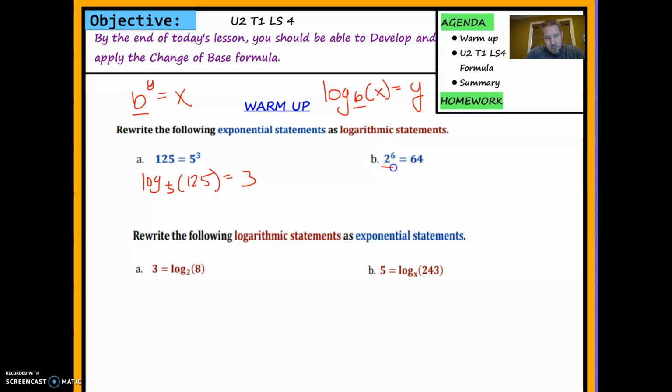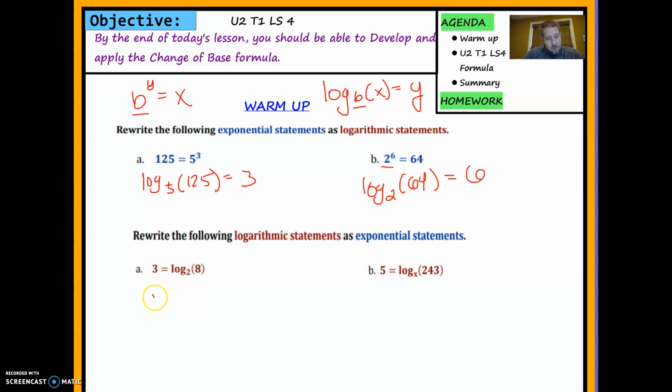So the base here is 2 in exponential form, so it's going to be log base 2 of 64, because keep in mind that was the output of the exponential. So that becomes kind of like the input of the logarithmic, and then the output is the 6. So when you read this, it would say, what power of 2 is 64? Well, 2 to the 6th power is 64.